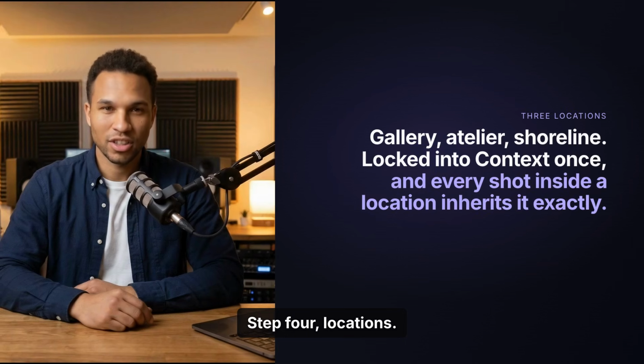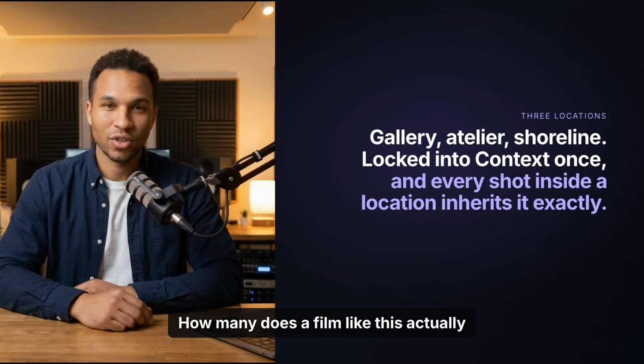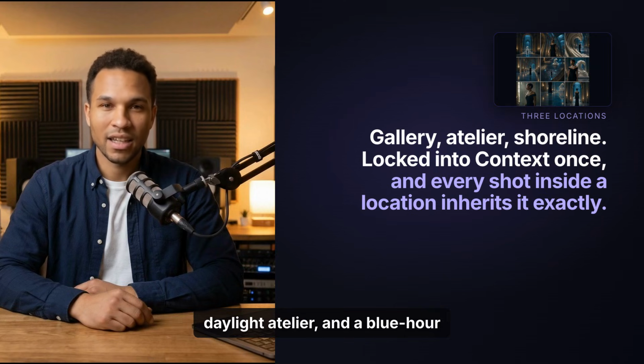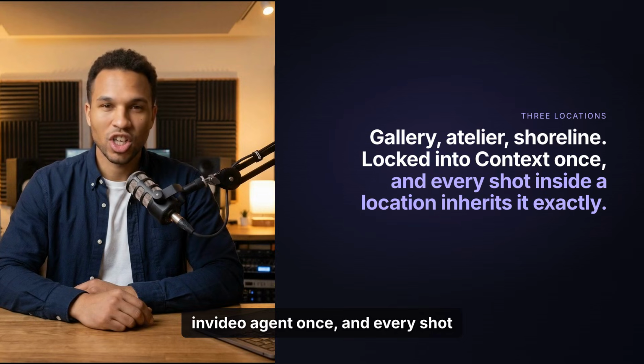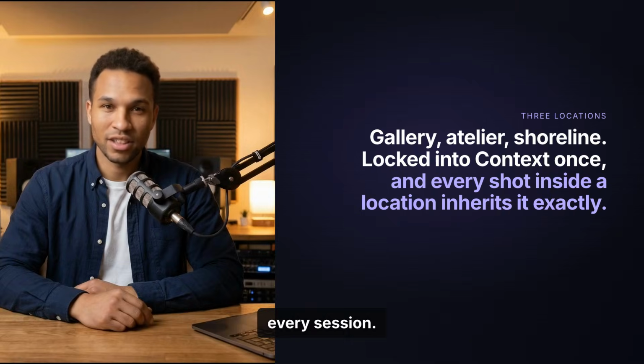Step 4. Locations. How many does a film like this actually need? 3. A cathedral-scale gallery, a warm daylight atelier, and a blue-hour shoreline. Each location locked into context in Invideo Agent once, and every shot inside a location inherited it exactly, the space, the light, the air across every session.